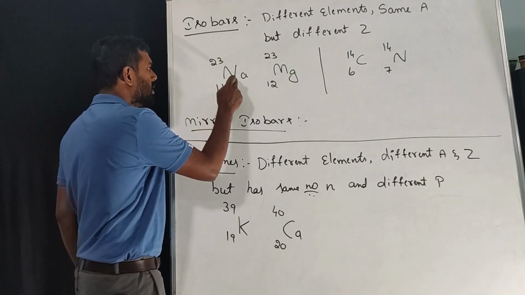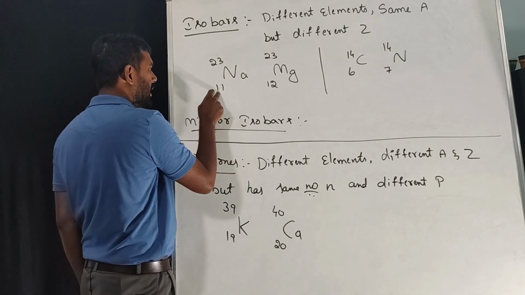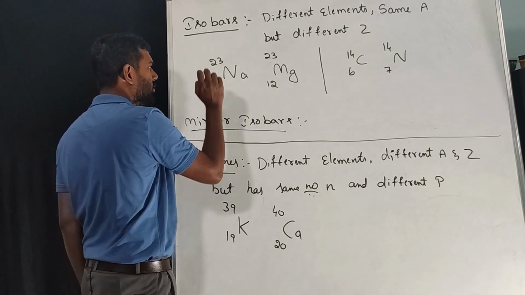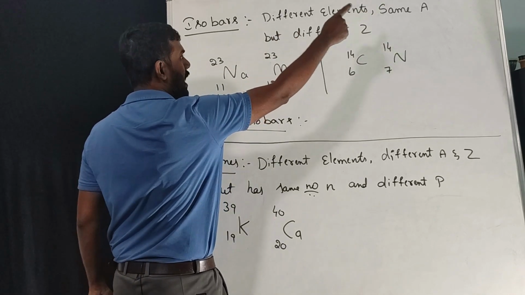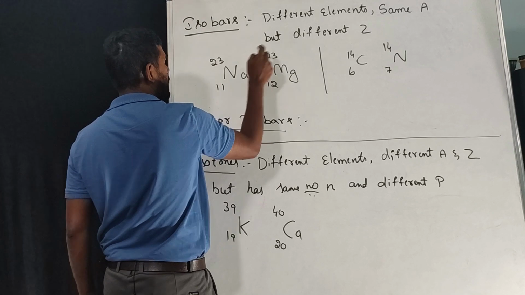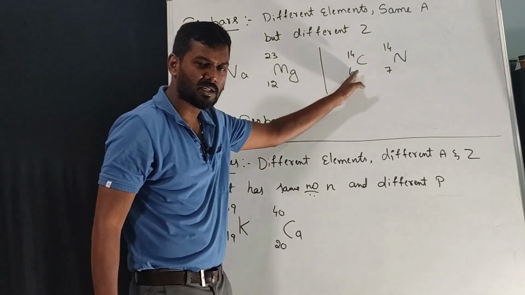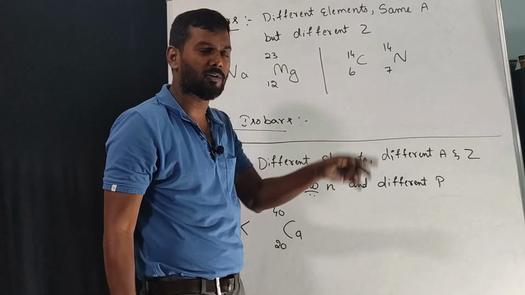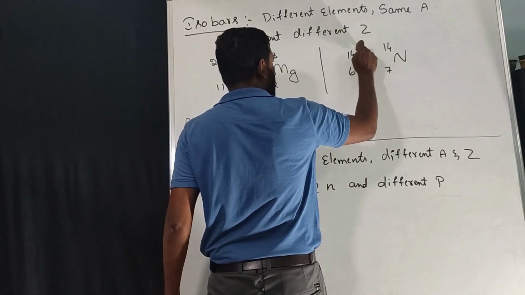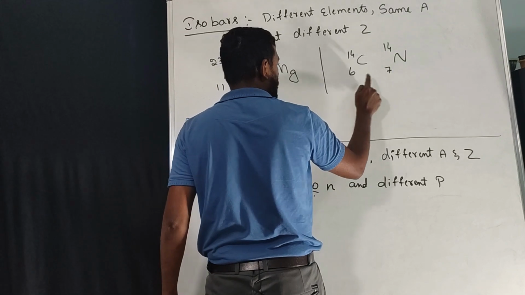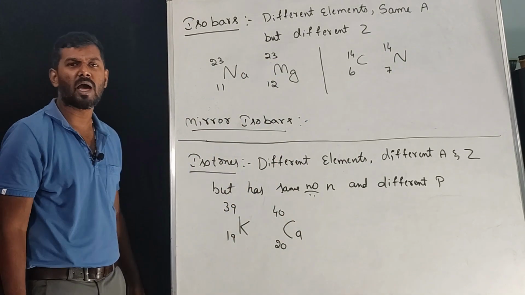Now listen, you can take an example of this one: sodium and magnesium, 11, 23 and 12, 24. So different elements, same mass number but different atomic number. You can take this as an example. In the exam you can write any one. Now listen, different elements, same mass number, different atomic number. That's it. Now there is a concept called mirror isobars.